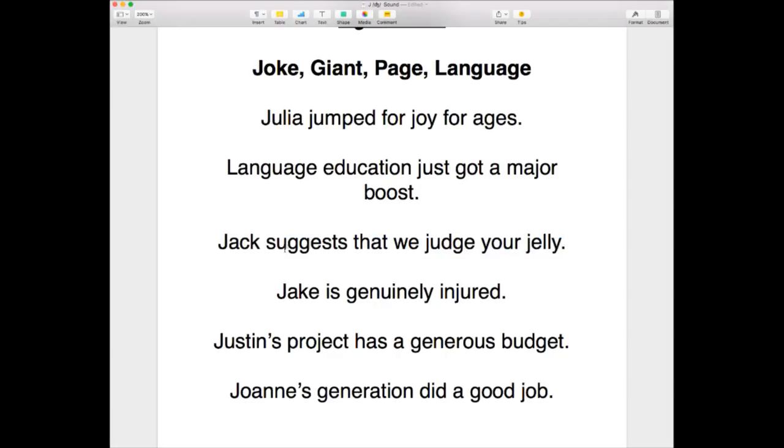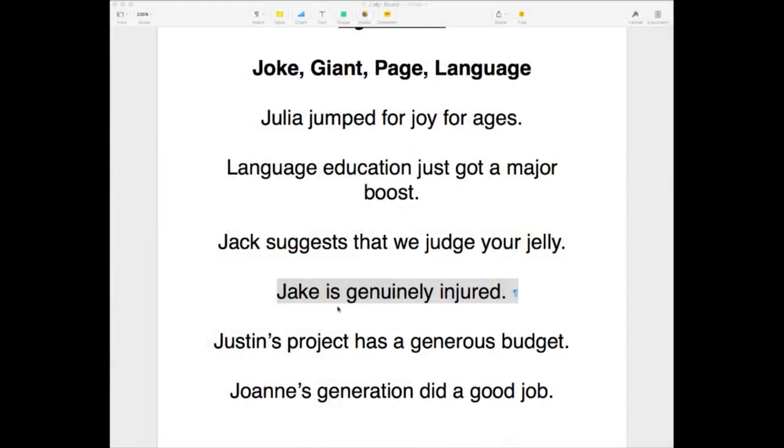Jack suggests that we judge your jelly. Jack suggests, there's a j sound. Jack suggests that we judge your jelly. And Jack is a typical male name here in the UK. Okay, nice and easy. Jack suggests that we judge your jelly.